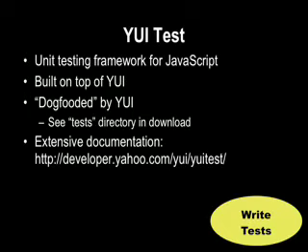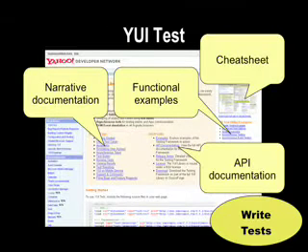There's a bunch of documentation available on YDN. So you go there, you see a nice page, tons of text, tons to read. There's some narrative documentation that can walk you through setting up your code in order to do tests. There's a bunch of functional examples that you can play with and figure out why they work the way they do. Some API documentation, and then cheat sheets. So typical YUI, a lot of documentation, a lot of coverage to help you get up and running as quickly as possible.